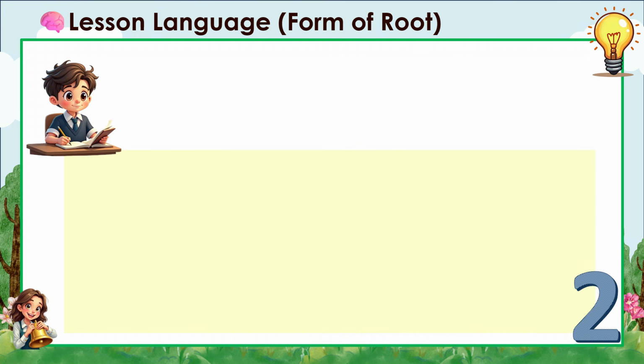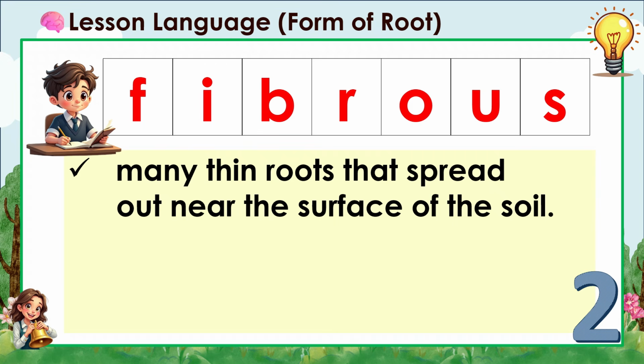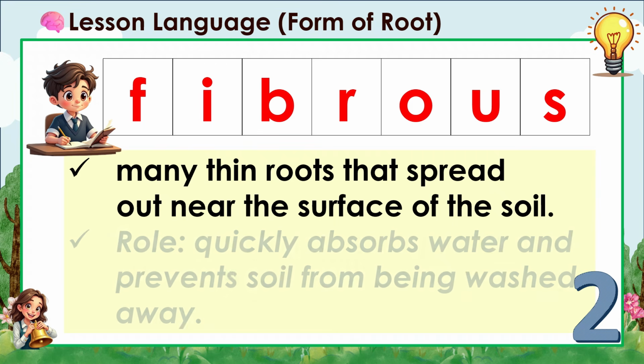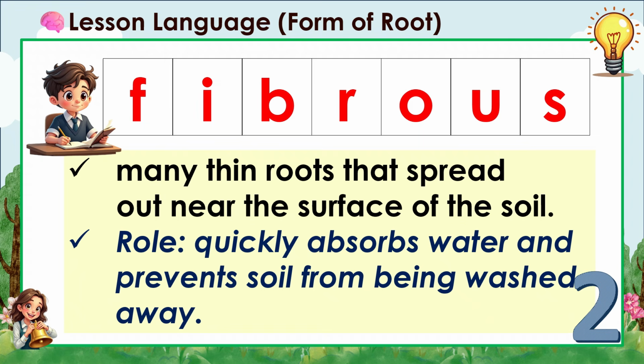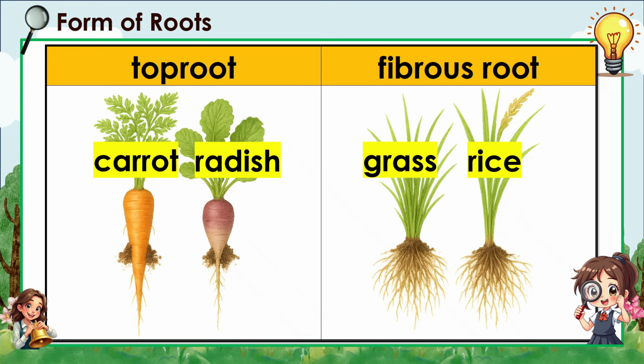Our second form of fruit is fibrous. Fibrous. F-I-B-R-O-U-S. Fibrous. Many thin roots that spread out near the surface of the soil. Its role is to quickly absorb water and prevent soil from being washed away. These are the two forms of roots. This is a taproot. Examples are carrot and radish. And this is a fibrous root. Examples are grass and rice.